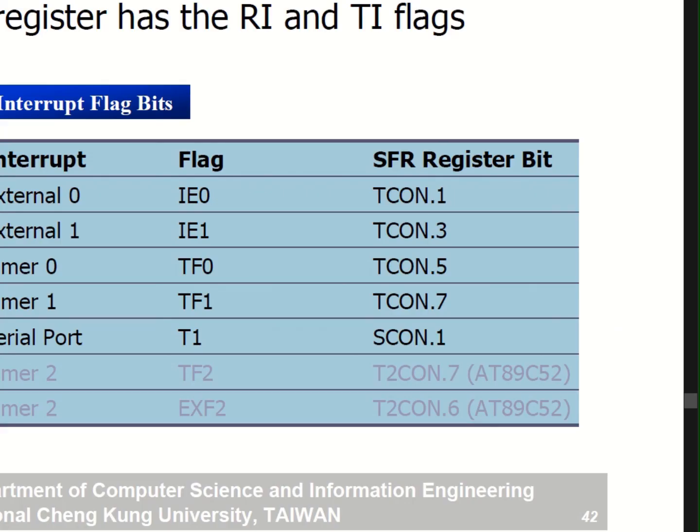So I would like to bring to your notice that the 5 interrupts, external interrupt 0, external interrupt 1, timer 0 interrupt and timer 1 interrupt, that is overflow of timer 0 and 1, are all indicated by the TCON register, but only the serial communication interrupt is indicated by the SCON register. So keep that in mind when you are discussing interrupt flag bits in 8051. You will refer to the TCON register and the SCON register.